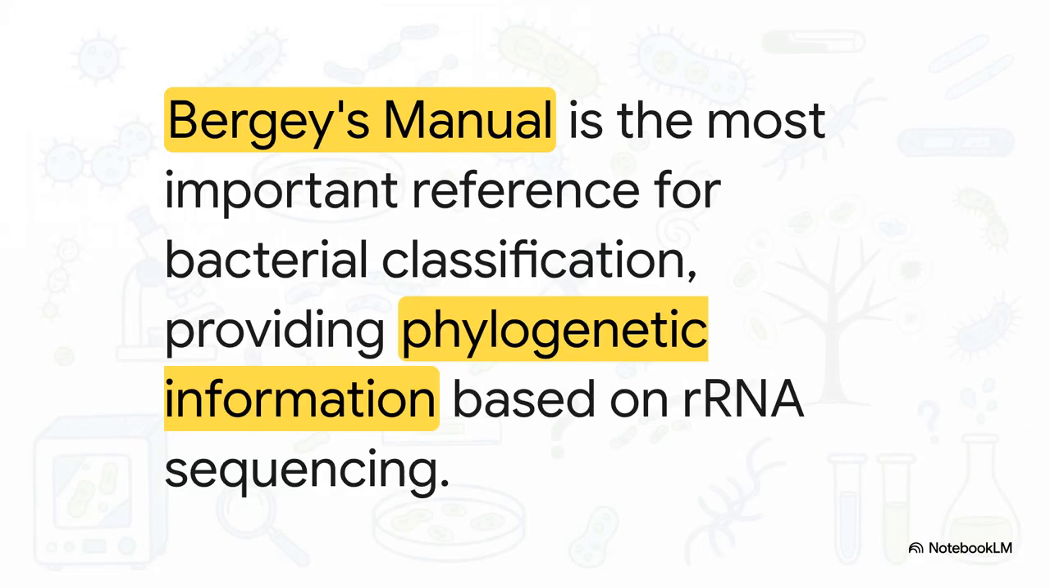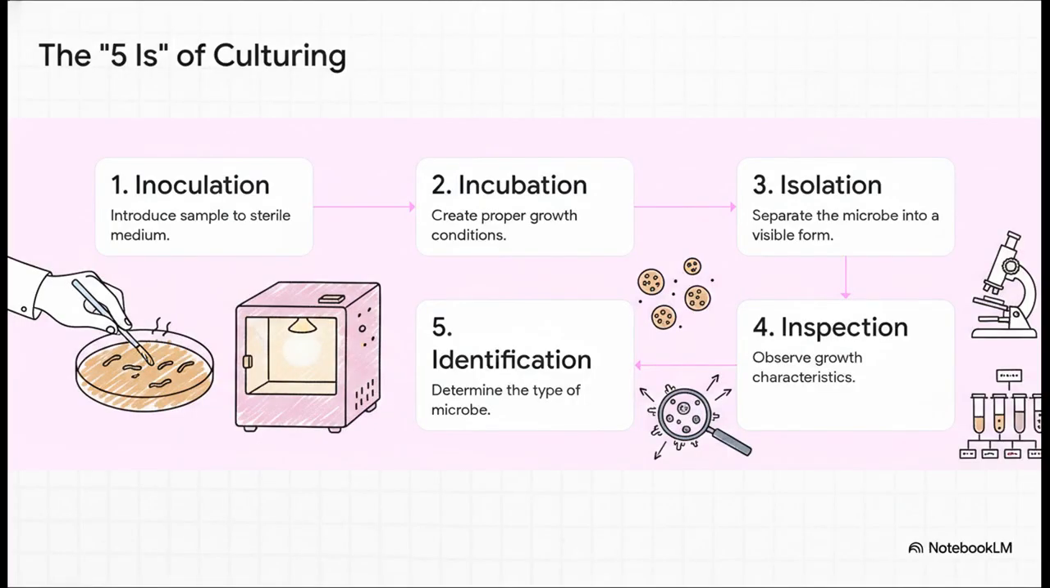Now, before we start running any tests, we need to know what we're comparing our findings against, right? And that's where Berkey's manual comes in. This thing is the ultimate encyclopedia for bacteria. It organizes microbes based on their genetic family tree. For our investigation, just think of it as the master file of all known suspects, our complete database of wanted posters.